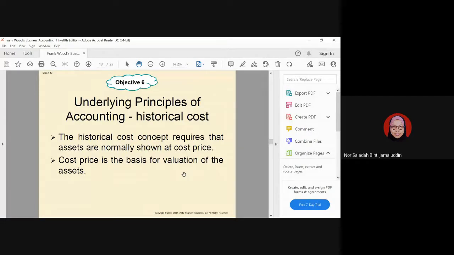The first is historical cost. What is meant by historical cost? Historical cost is an important concept in recording assets. Okay, you must really understand that historical cost is important for recording assets. Why? Because when we want to record our asset in the financial statement, we must state it at the cost price, not the current price.